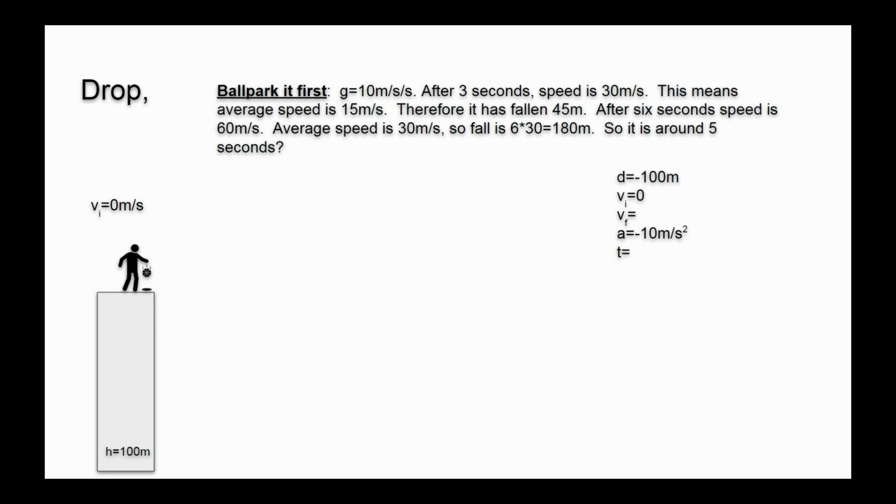First of all, let's get a ballpark figure. We're falling 100 meters. Gravity, approximately 10. If you fall for 3 seconds, your speed will be 30, which gives you an average speed of 15, so 45 meters. If you fall for 6 seconds, you'll reach 60. Average speed is 30, so about 180 meters. So it looks like it's around 5 seconds to fall that far. It's not that hard to do.